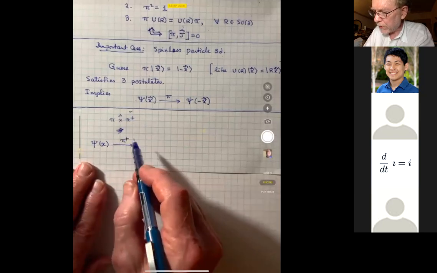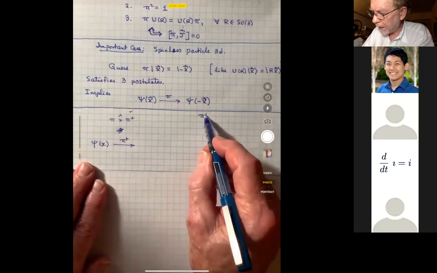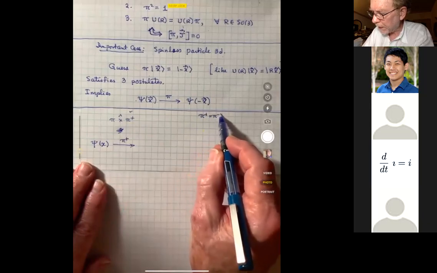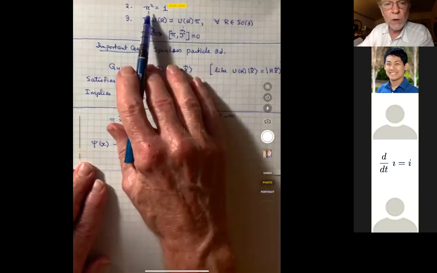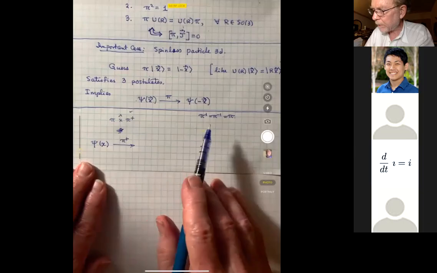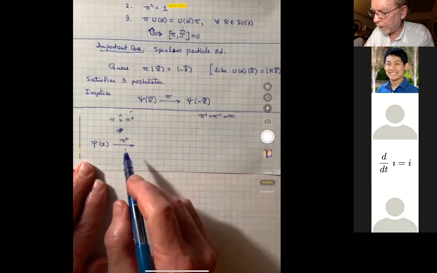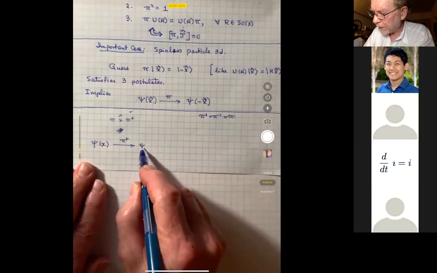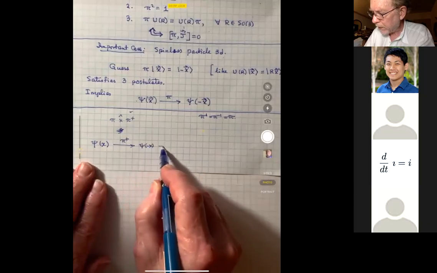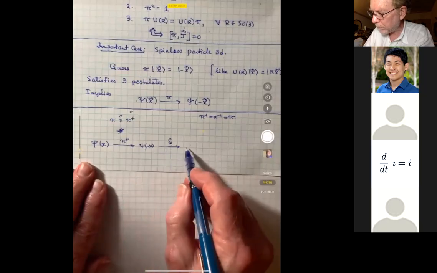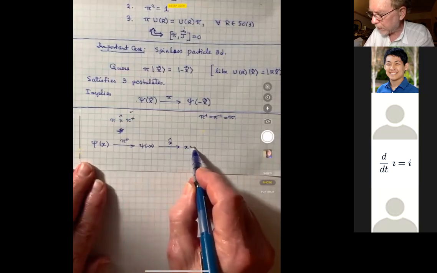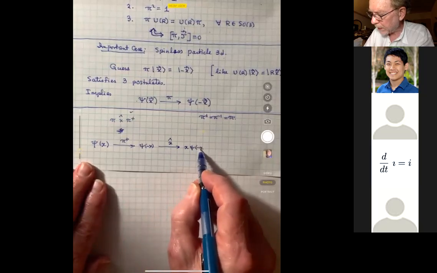Well, pi dagger, to put it aside here, pi dagger is the same thing as pi inverse because pi is unitary, but it's also the same thing as pi because pi squared is equal to 1. So pi dagger and pi inverse are all the same operator. So this just maps this psi into psi of minus x. If we now apply the operator x hat, that just means multiplication by x. So the wave function gets mapped into x times psi of minus x.